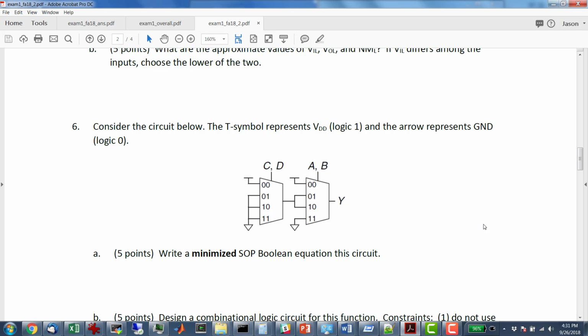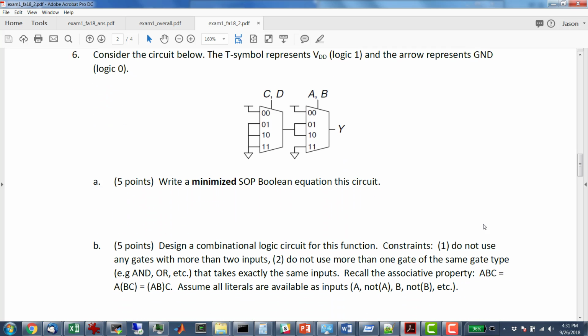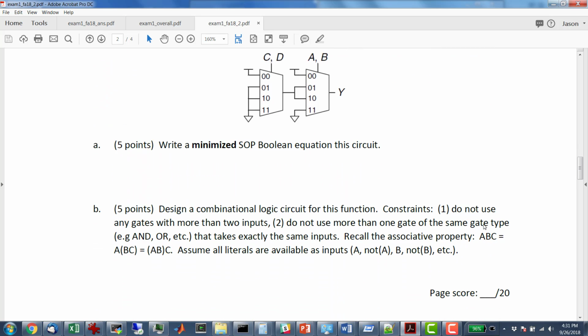Okay, great. So either answer is good. All right. Next one is the next question asks you to synthesize this into gates.